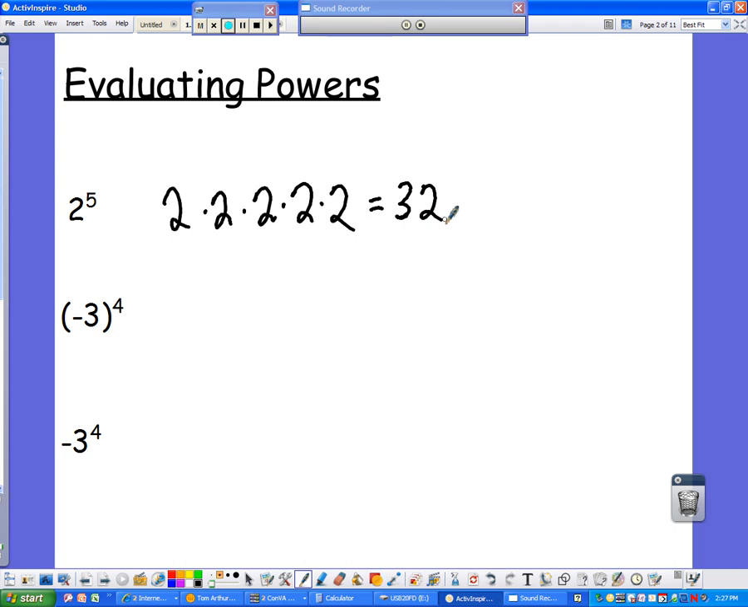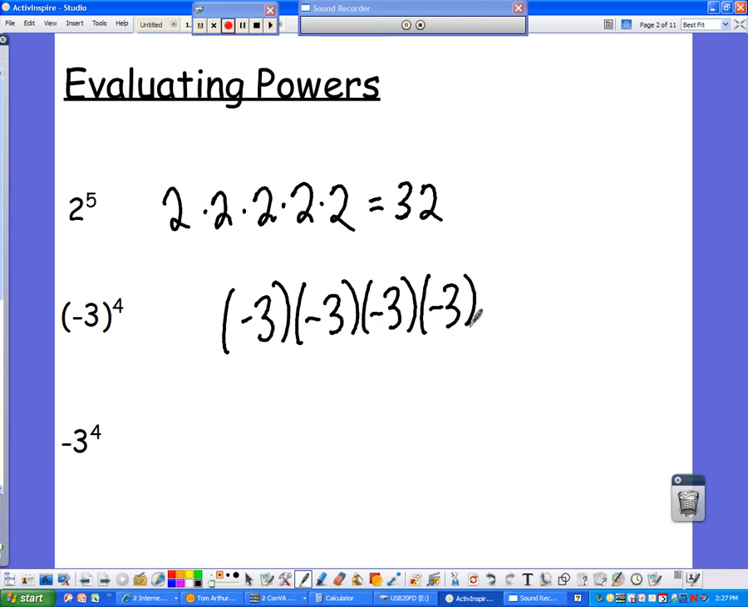Now the tricky part comes in where the negative is placed. So for example, if I had negative 3 to the 4th power, the base of this is the negative 3. So we're going to take negative 3 times negative 3 times negative 3 times negative 3. In other words, we're going to take negative 3 times itself 4 times. Negative 3 times negative 3 gives you positive 9. Negative 3 times negative 3 gives you a positive 9. 9 times 9 then gives you a positive 81.